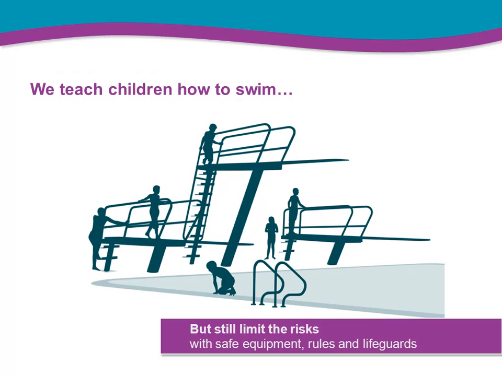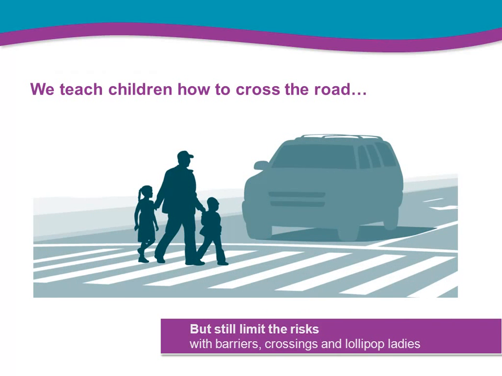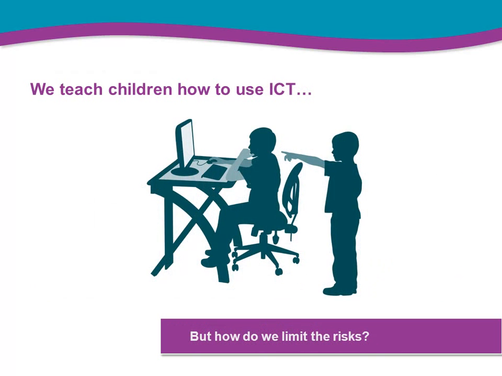To illustrate, let me offer a couple of familiar analogies. To make sure our children are safe around water, we teach them how to swim, but we limit the risks by putting extra safeguards in place like life belts, enforcing clear rules and employing lifeguards. To make sure our children are safe around traffic, we teach them how to cross the road, but we limit the risks by putting safeguards in place like barriers and crossings, walking our children to school and employing lollipop ladies. So why is it that in schools we encourage our pupils to use ICT and the internet, but we don't put systems in place to limit the risks?